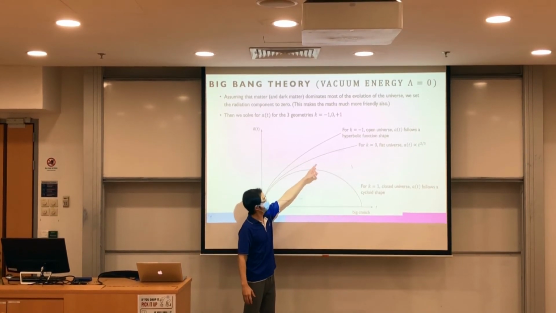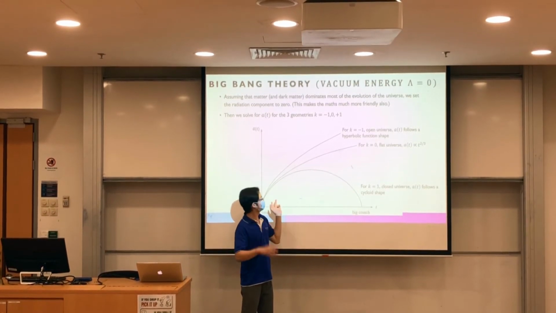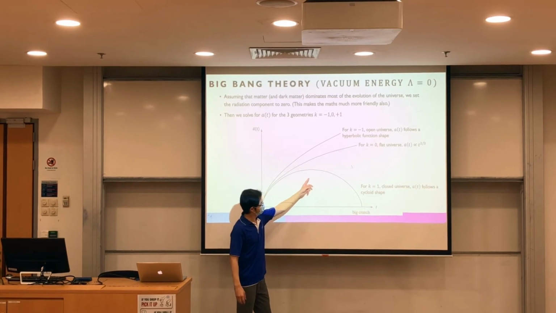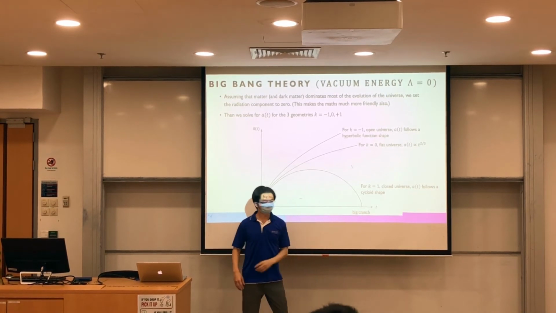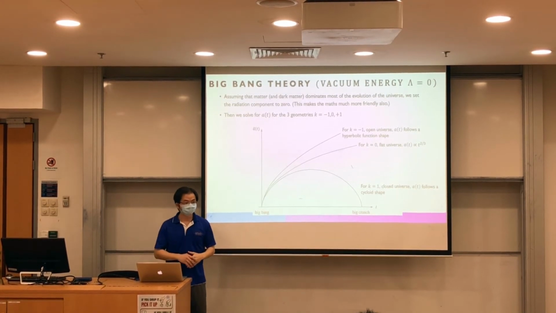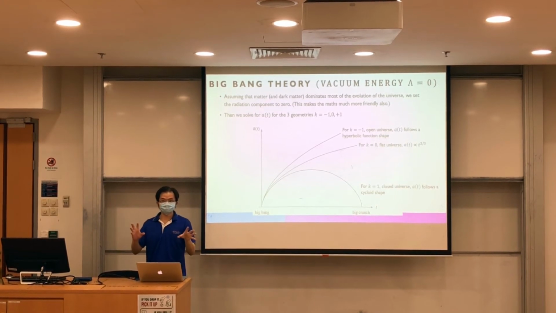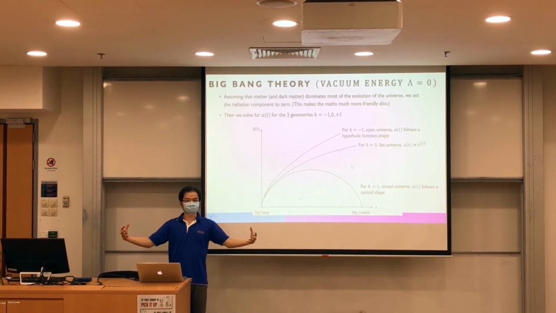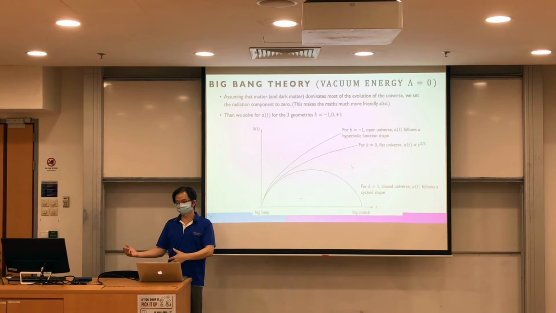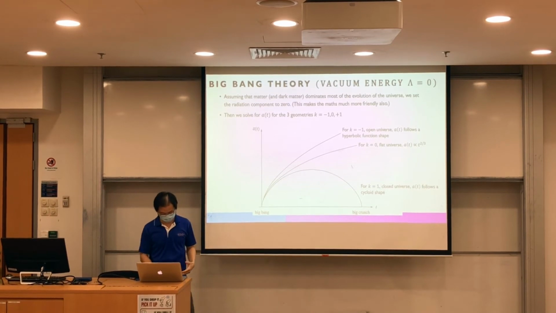So for those 2 universes, the ending is just expansion forever. And then for the closed geometry, the ending is a big crunch. So yeah, that's how we tackle this very big question: the evolution of the entire universe.